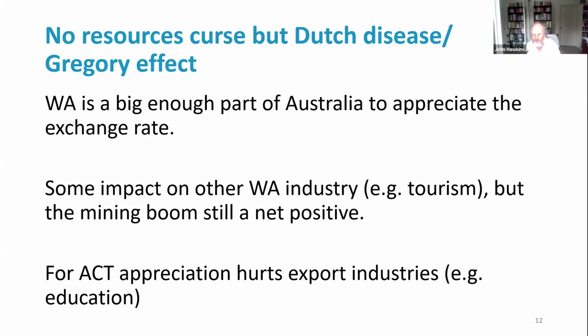So in the case of the ACT, the stronger Australian dollar makes it harder for us to attract international students to the universities. And as well as the fees that these students pay, they're also an important part of tourism in the ACT, because family and friends of those students will come to the ACT to visit them while they're there. So the Gregory effect hits the ACT economy. So that means it's in a sense even more impressive that the ACT economy has been able to perform as close to the WA economy as it has.